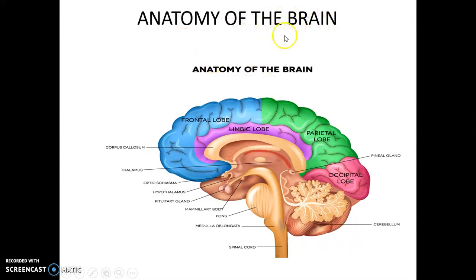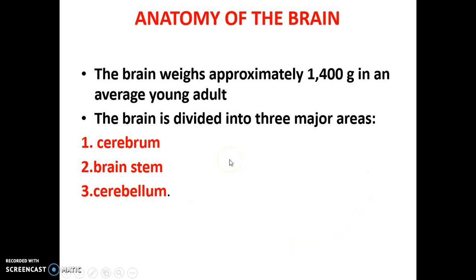Now we can see the anatomy of the brain. Just see the picture. You can see a lot of lobes here. You can see the thalamus here, corpus callosum here, then the pituitary gland, then the hypothalamus, pons, medulla oblongata, spinal cord and cerebellum. We will discuss all these things in the next section.